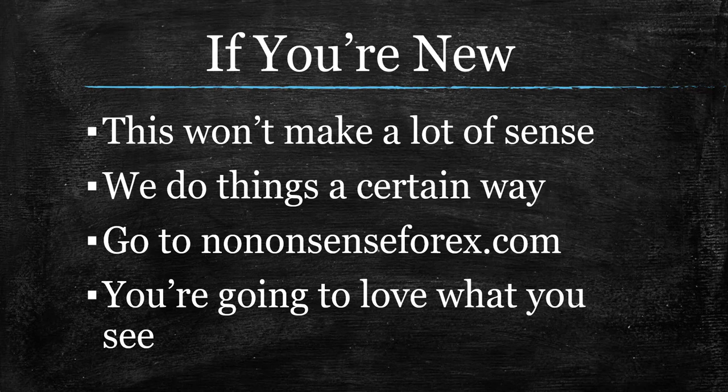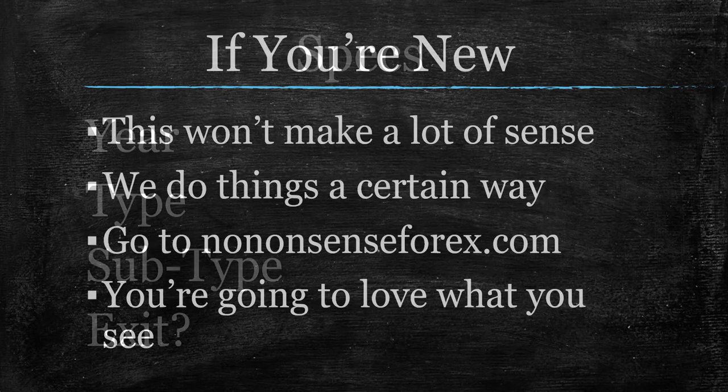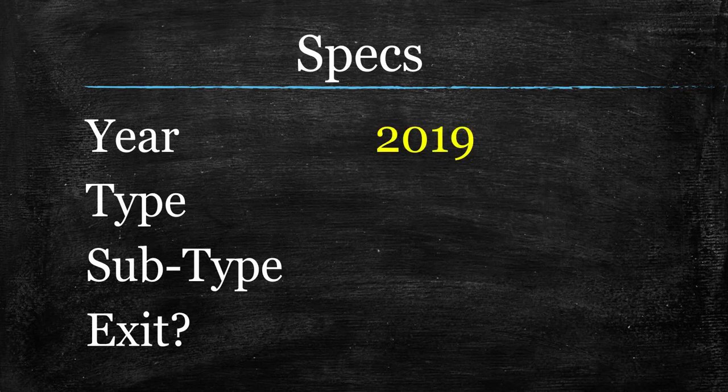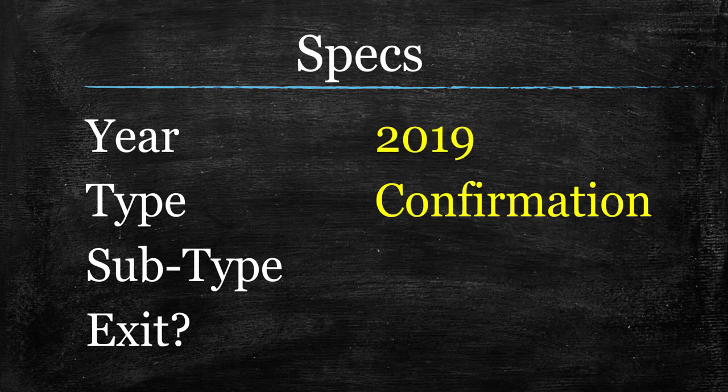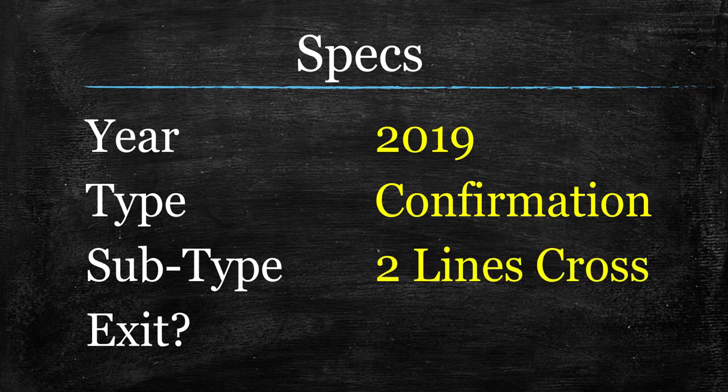Now, for those of you who've already done all that, let's go ahead and get into the specs for the HLC Trend indicator. The year is going to be 2019. This will be a confirmation indicator. This will be a 2 lines cross indicator. And as far as being a good exit indicator, 2 lines cross indicators certainly can.